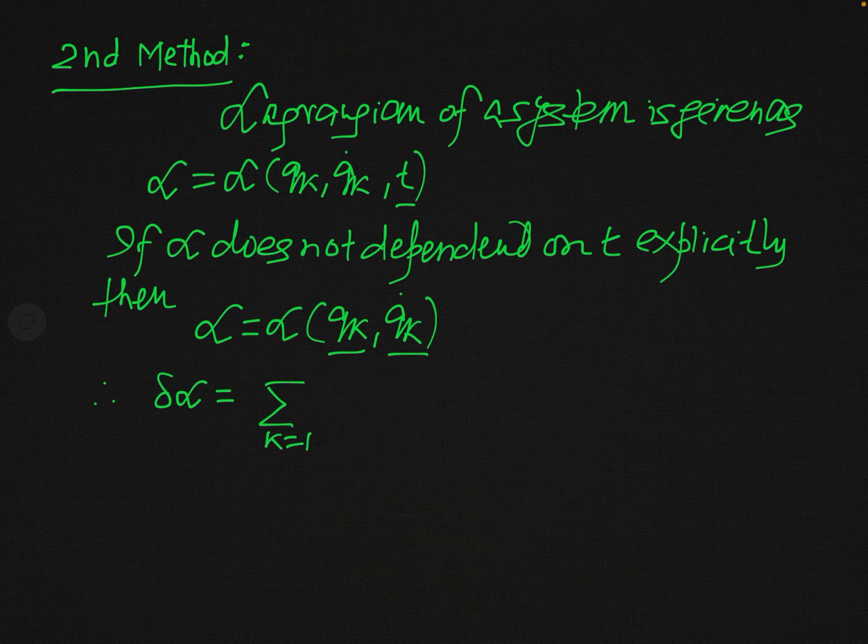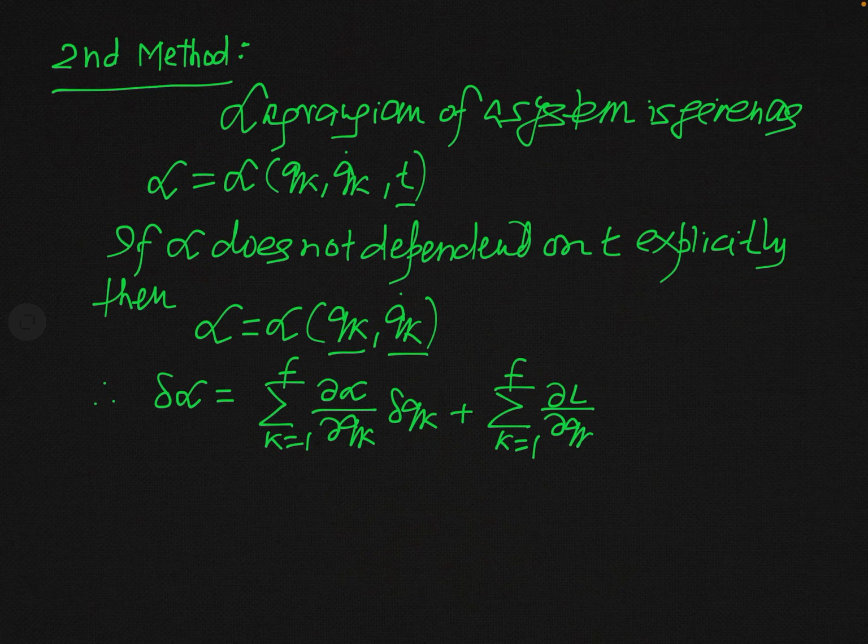summation k equal to 1 to f del L by del qk delta qk, and plus summation k 1 to f del L by del qk dot delta qk dot.